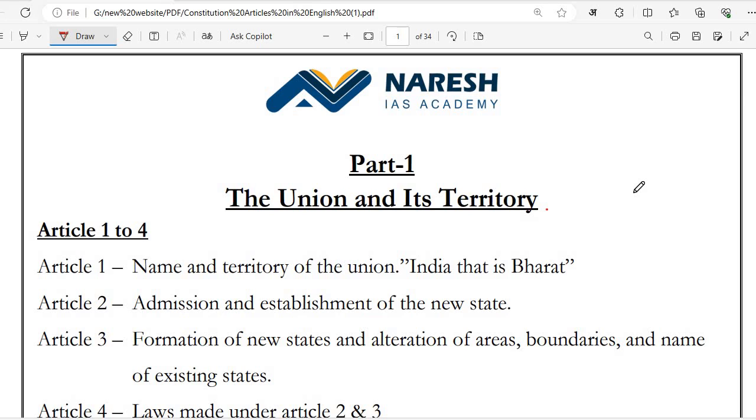So this is Part 1, completely explained by Articles 1 to 4. It is not possible for me to discuss all 395 articles thoroughly, but I will try to explain the important parts of the articles, and somewhere I will suggest how you should understand and learn these articles.